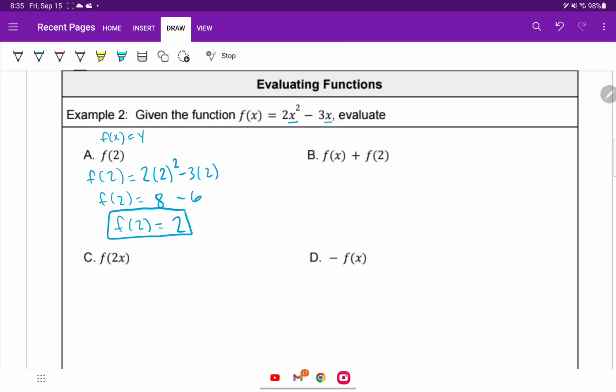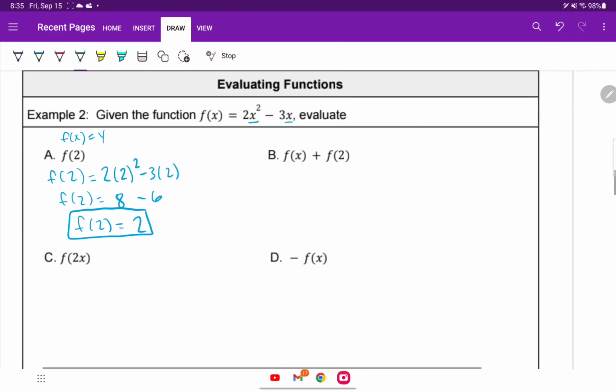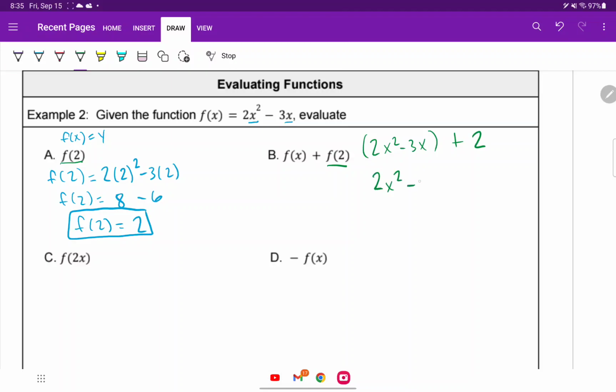All right, for the next one, f of x plus f of 2. So right here, we're going to change f of x to the expression. So we have 2x squared minus 3x plus, and we already know what f of 2 is, right? Because if you look at this f of 2, we just solved this previously. Now, if you wanted to rework it out, you could, but I already know that f of 2 is actually the value of 2. Okay? Now, I'm going to drop the parentheses because they're not necessary. So now we have 2x squared minus 3x plus 2.